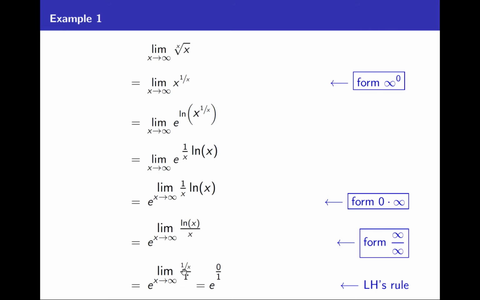As x goes to infinity, 1 over x approaches 0, so we get e to the power of 0 over 1, which is e to the power of 0, and e to the power of 0 equals 1. So this limit of form infinity to the power of 0, by our new trick, worked out to be 1.